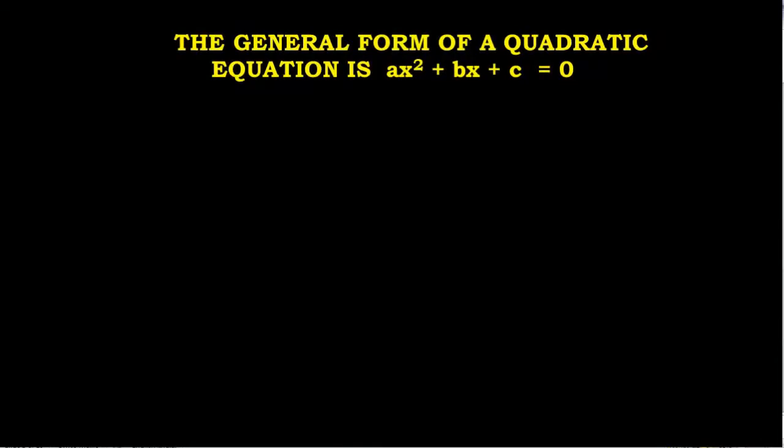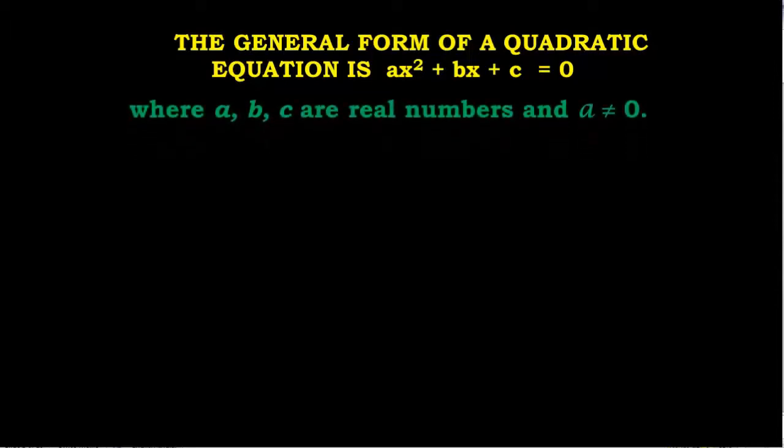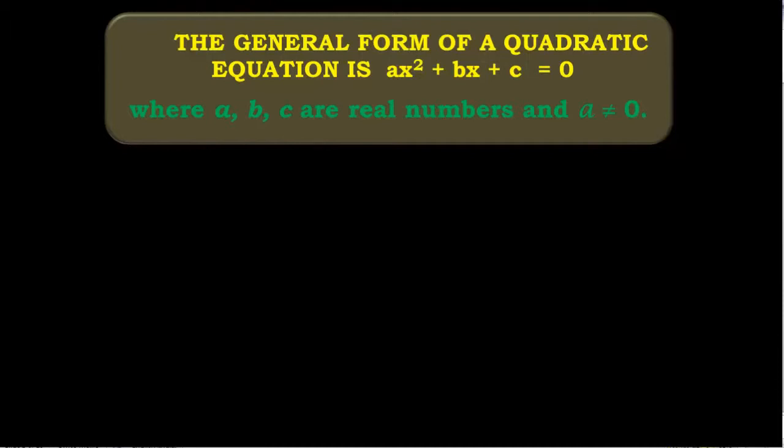Now let us see the general form of the quadratic equation. It is ax square plus bx plus c is equal to 0. Now see, in this equation we have to remember a very important condition. a, b, c are real numbers and a is not equal to 0. If a becomes 0, then the square term will not be there. That means it will not become a quadratic equation. So the general form of quadratic equation is ax square plus bx plus c is equal to 0.